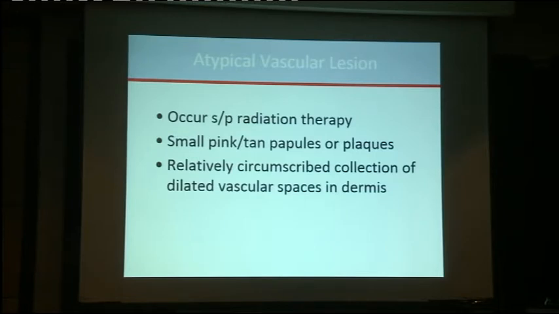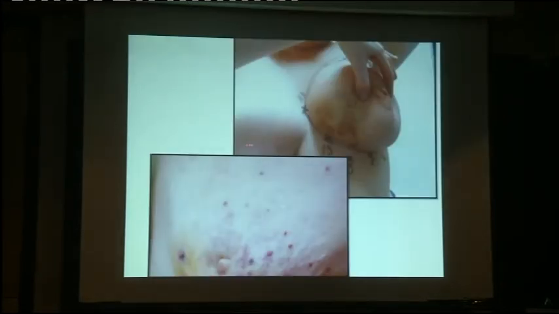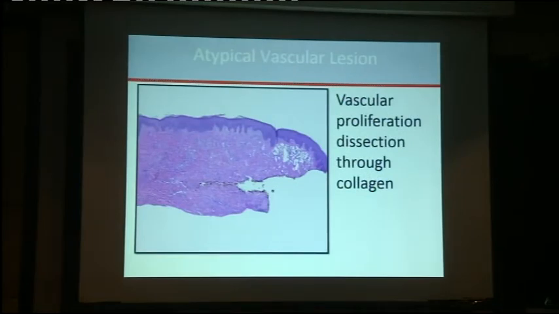The other differential diagnosis that I mentioned is the atypical vascular lesion. These lesions occur after radiation therapy. They appear as small pink nodules, and here is a clinical presentation. As you can see, it's a large area involved with these red nodules. It is not as extensive as the angiosarcomas that I showed you, but that is the main clinical differential diagnosis.